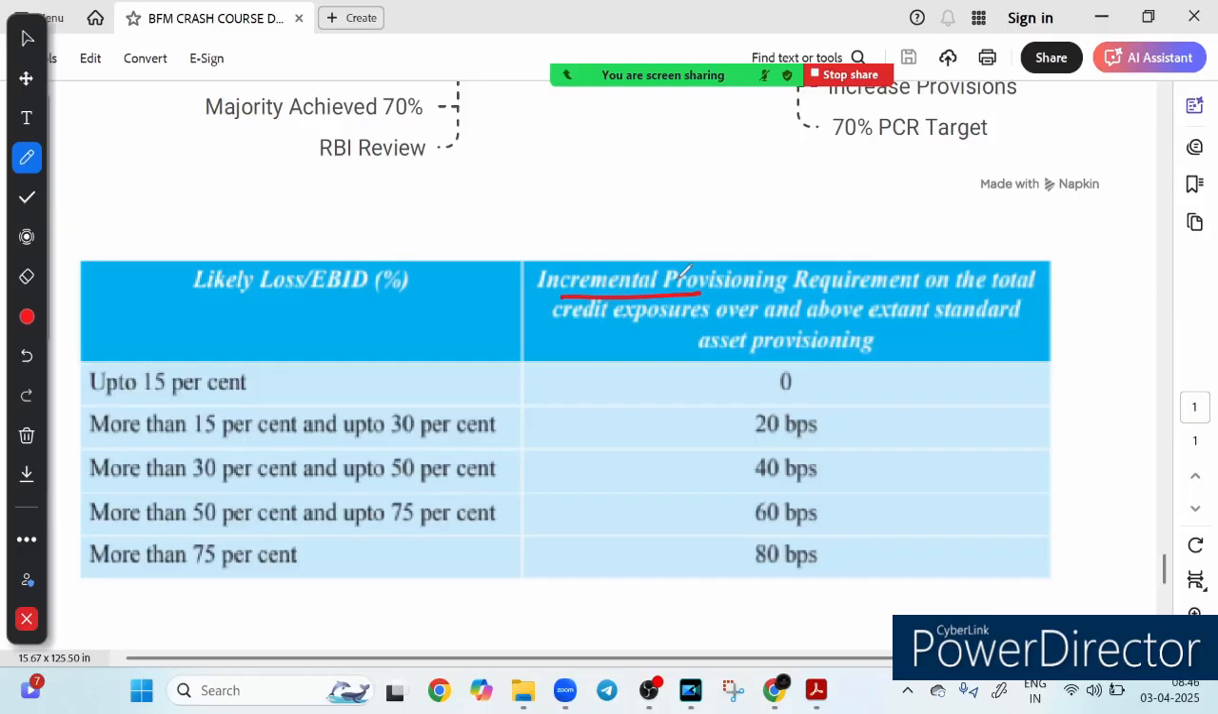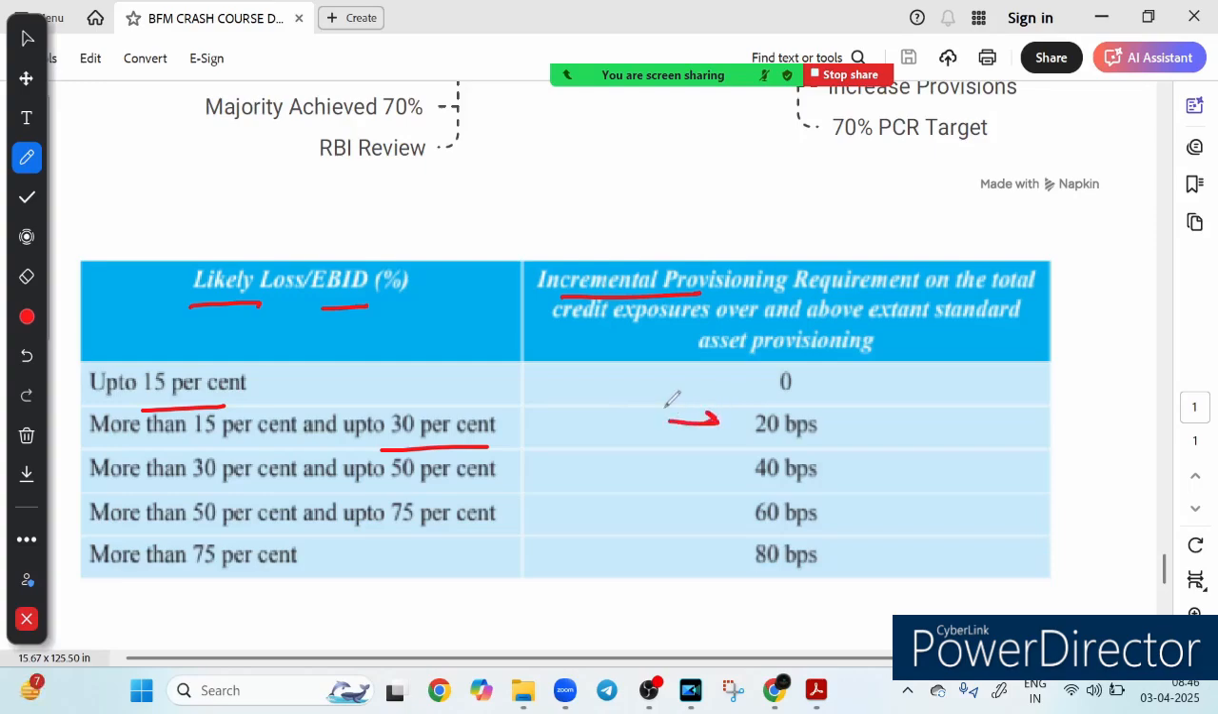So take a look at this table that explains the likely loss percentage versus the incremental provisioning requirement, right? Here you can see likely loss upon EBIT, earnings before interest and depreciation, on the total exposure. So up to 15% likely loss upon EBIT ratio: if the likely loss percentage is less than or equal to 15%, the bank does not need any additional provisioning over and above the standard asset provisioning. In this case, there is no incremental requirement, right? But if the likely loss goes over 15% but up to 30%, the bank will need to make an additional 20 basis point provisioning to cover the potential loss.